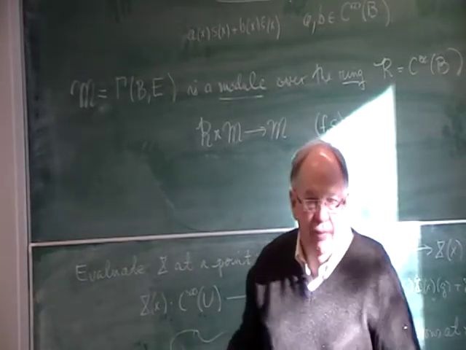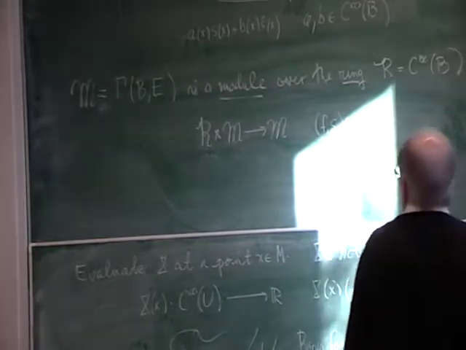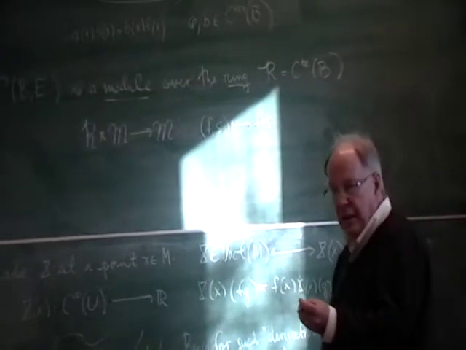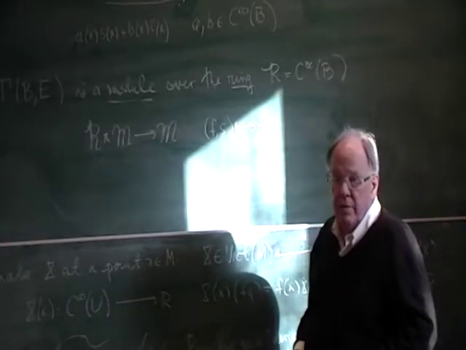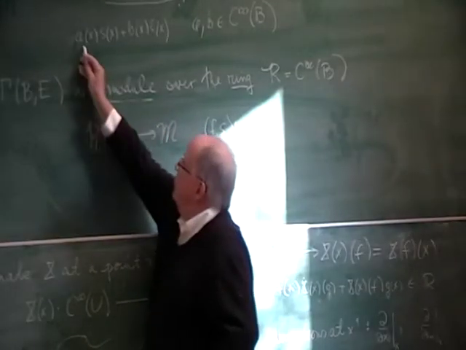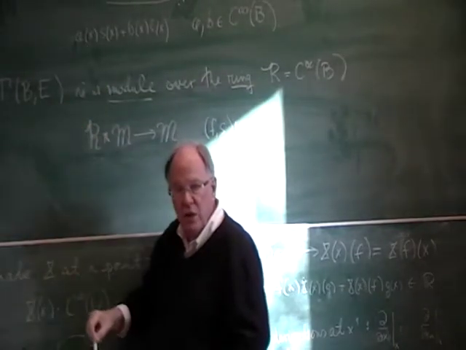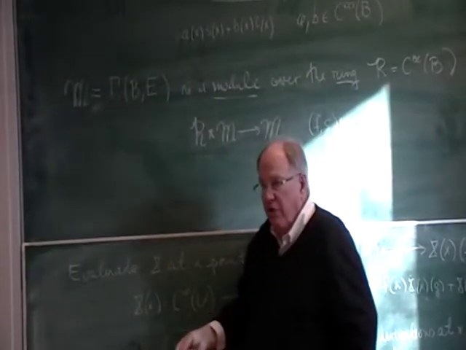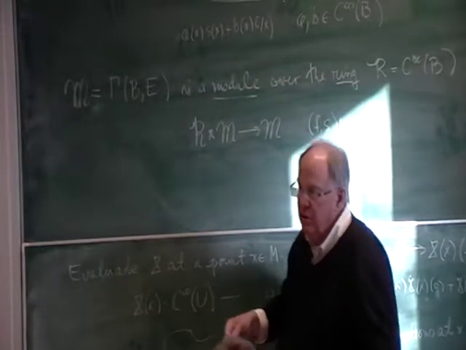Then shouldn't R be C infinity of B? The ring is the coefficients that you're using to multiply, and this ring is the C infinity functions on the base. These coefficients are numbers at each point, but these numbers are varying in a smooth way. So the section is still smooth and it's wonderful. For a vector field, you know this: if you have a vector field X and a function f, then f times X is still a vector field.